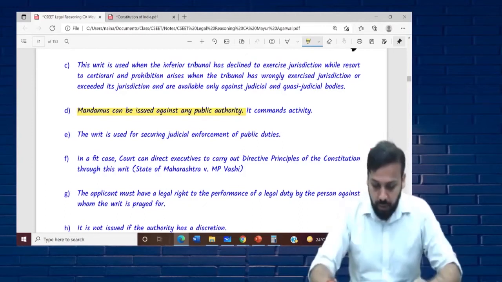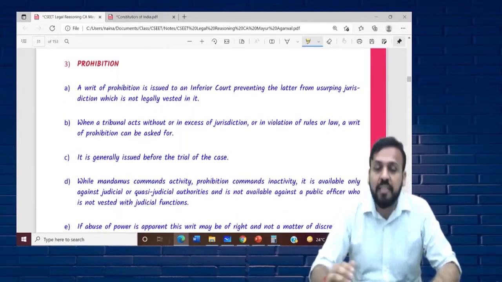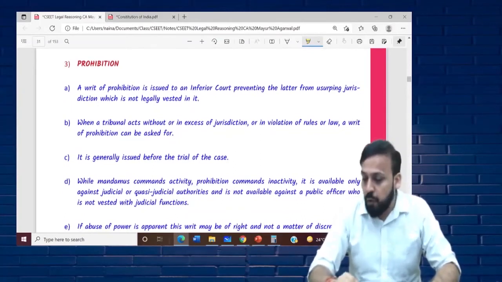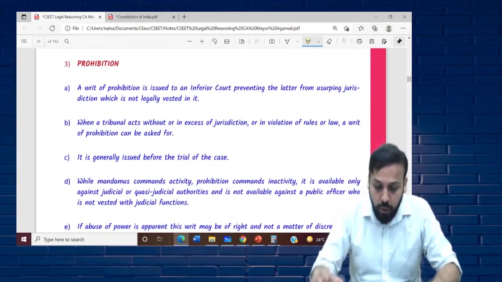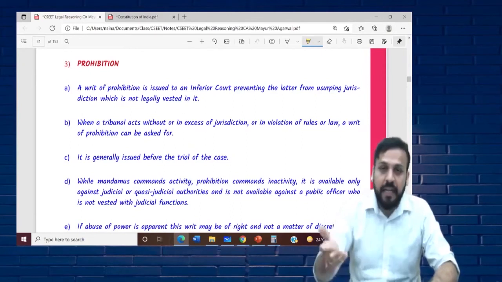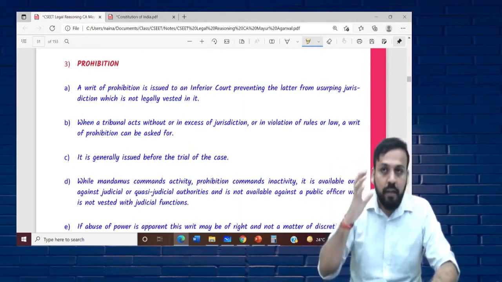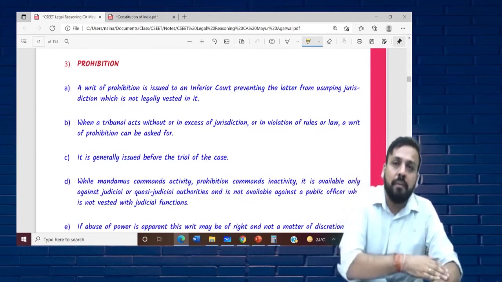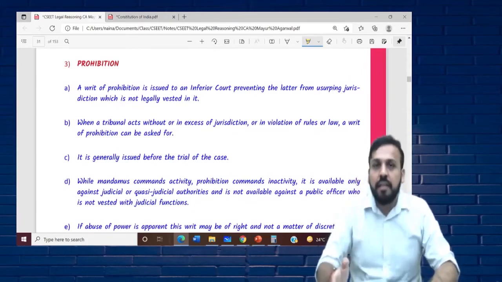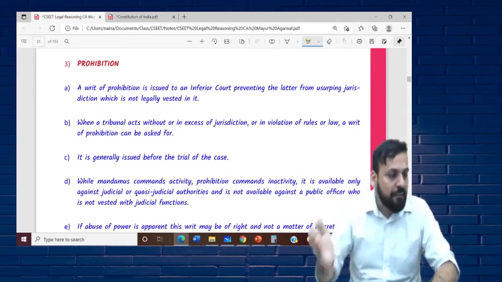Yes. So now this is mandamus. Now prohibition, stopping things done. If a lower court is not working properly, violating the principles of justice, then stopping them and taking the case to the High Court and Supreme Court. Getting things done is mandamus, stopping things done is prohibition. Command is mandamus, inactivity is prohibition.